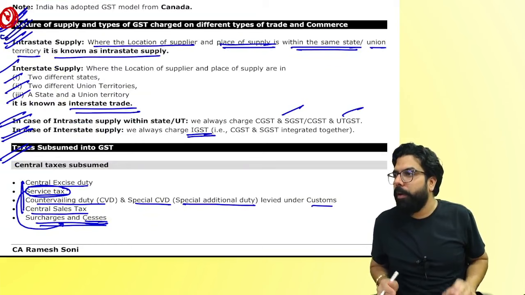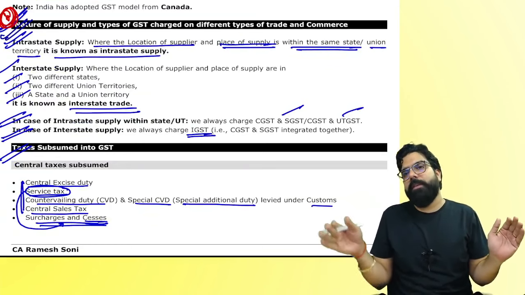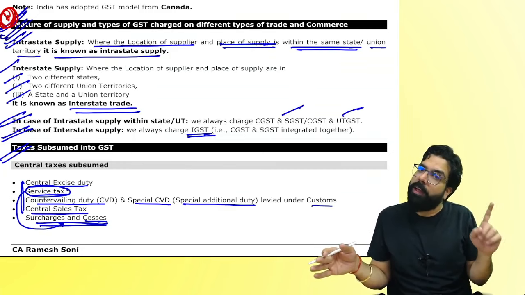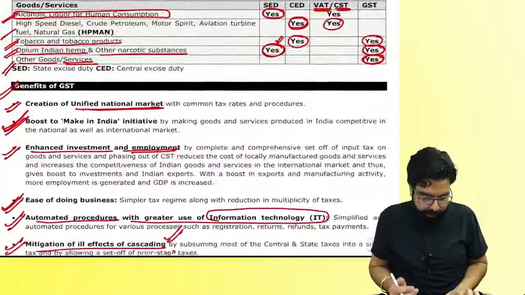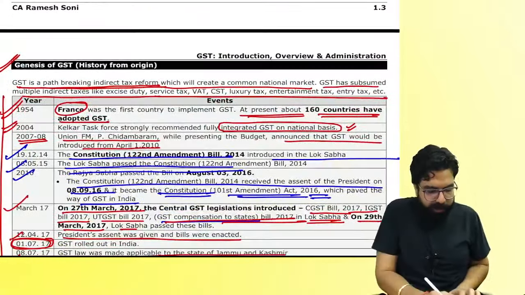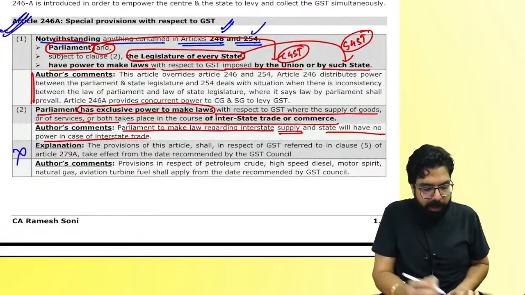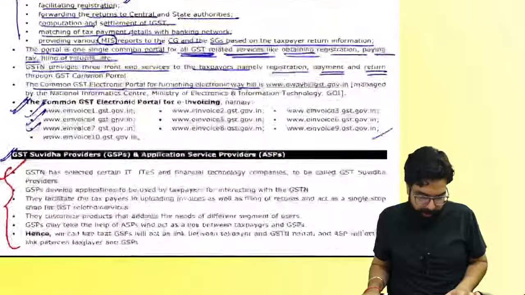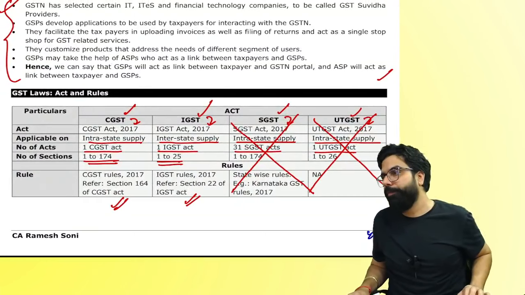Sir, we learned about the nature of supply. I hope you guys remember intra and inter. Intra mein what do we charge, everyone? CGST, SGST, CGST and UTGST. Inter mein what we will charge always? IGST. Okay. The taxes subsumed, we have gone ahead and learned anyways. Benefits, we learned genesis, we went ahead and learned about it. History is gone anyways. Then we learned Article 246, GST Council, compensation cess. That's it, everyone. I'll close my discussion on chapter number 1 over here.